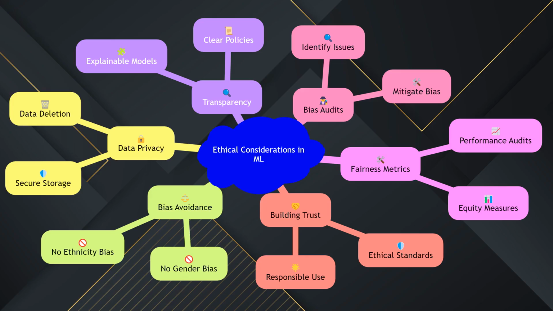Designing ML solutions also involves addressing ethical considerations. Ensuring data privacy, avoiding bias, and maintaining transparency are critical aspects. For instance, in a hiring algorithm, it's important to ensure that the model does not favor candidates based on gender or ethnicity. Implementing fairness metrics and conducting bias audits can help in identifying and mitigating ethical issues. Ethical considerations are essential to build trust and ensure the responsible use of ML technology.